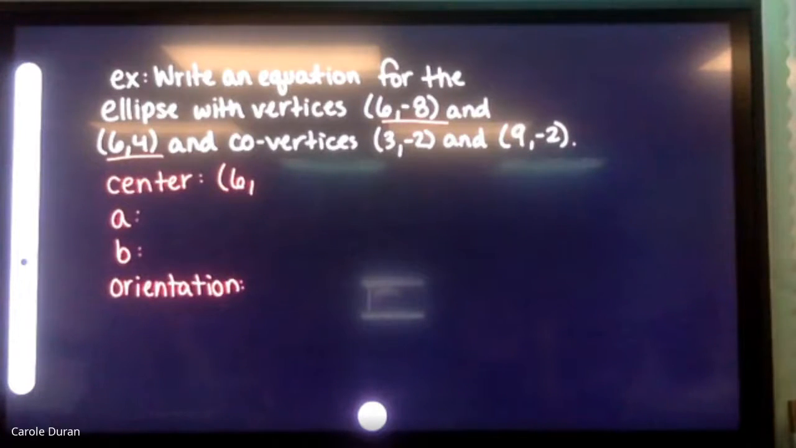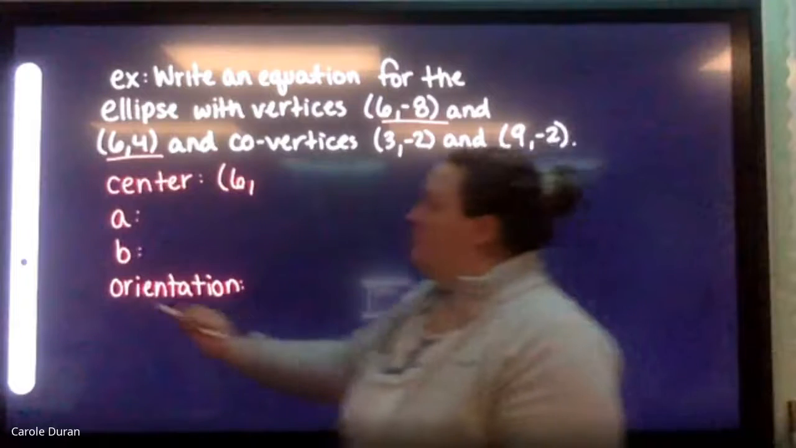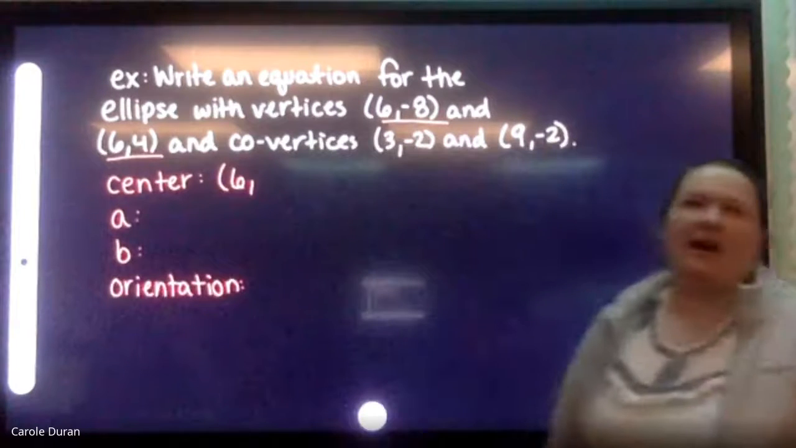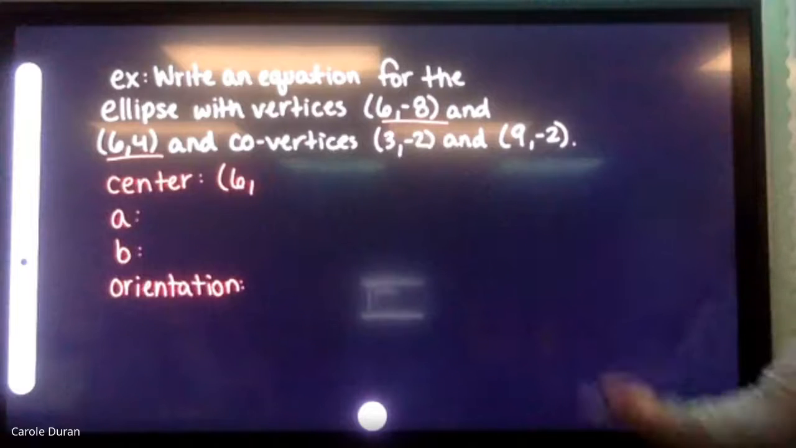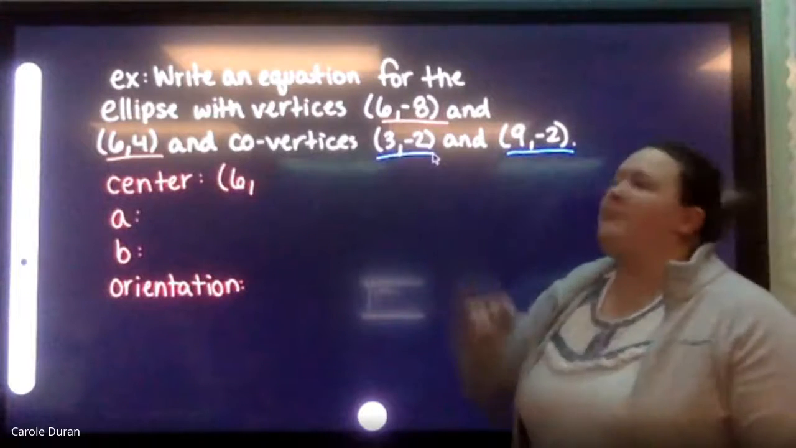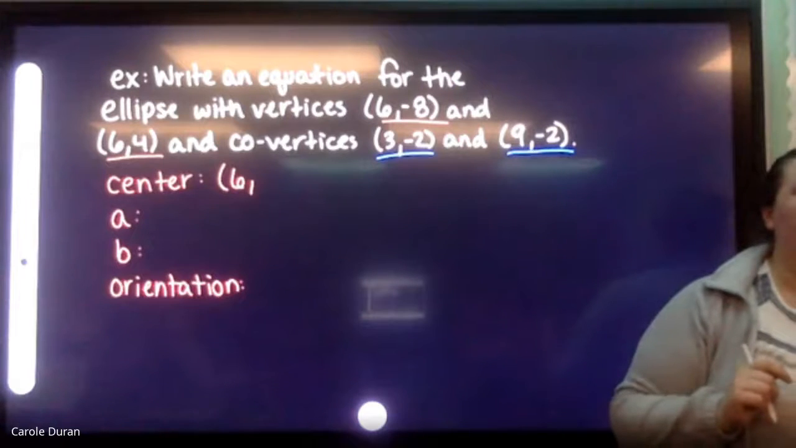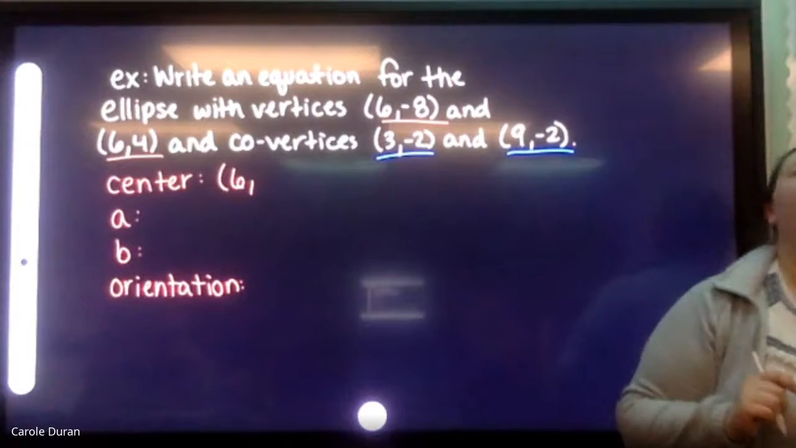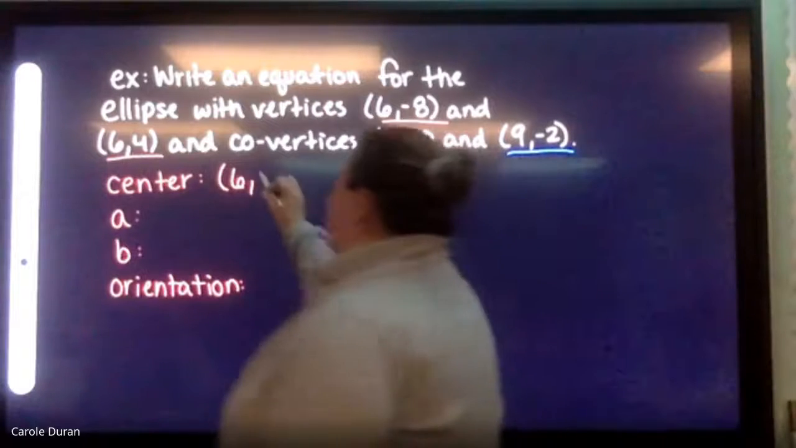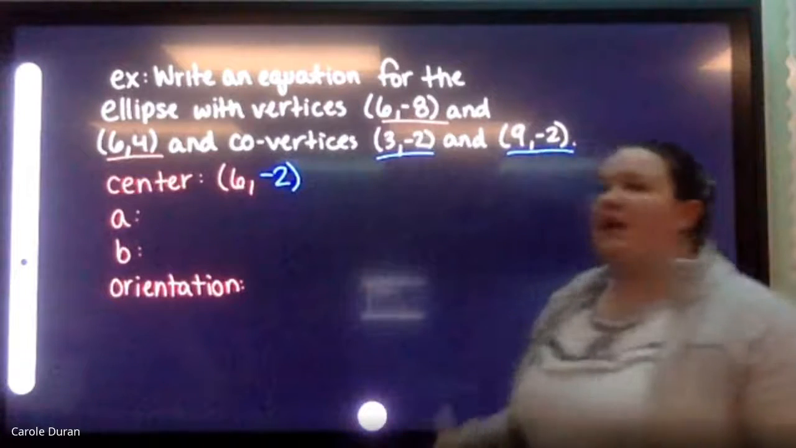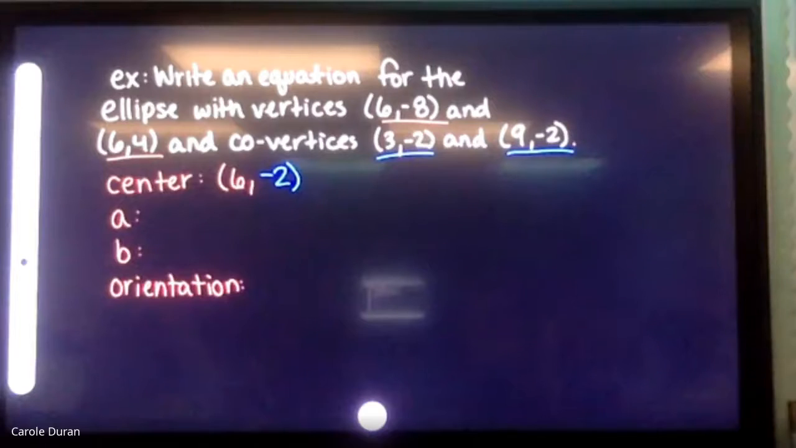What do I notice about my co-vertices? What do they have in common? Their y's. Both of them have a y value of -2. Can you guess what that means for the center of our ellipse? It will also have a y value of -2. So just by looking at the coordinates of my vertices and my co-vertices, I was able to identify the coordinates of my center.